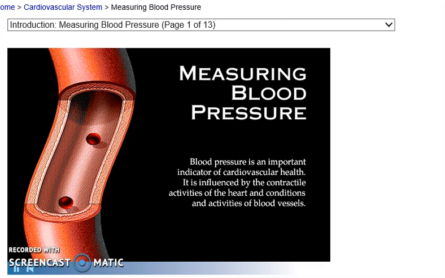Blood pressure is an important indicator of cardiovascular health. It is influenced by the contractile activities of the heart and conditions and activities of blood vessels.